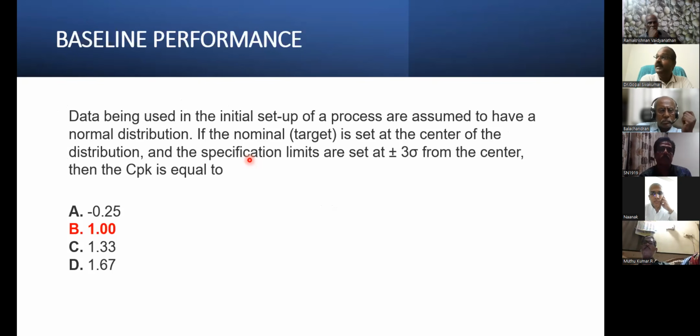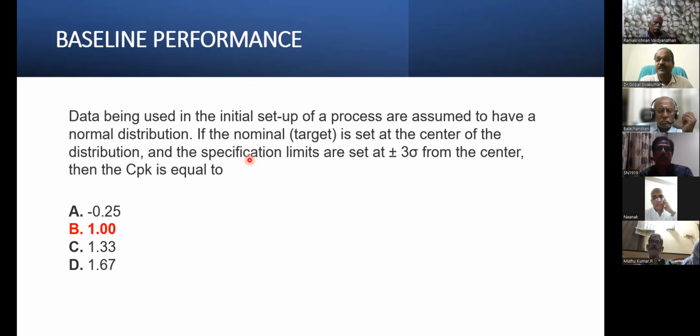Okay. Data being used in the initial setup of a process are assumed to have a normal distribution. If the nominal, that is the target, is set at the center of the distribution and the specification limits are set at plus or minus 3 sigma, then the CPK is equal to. Anybody, will you be able to explain?